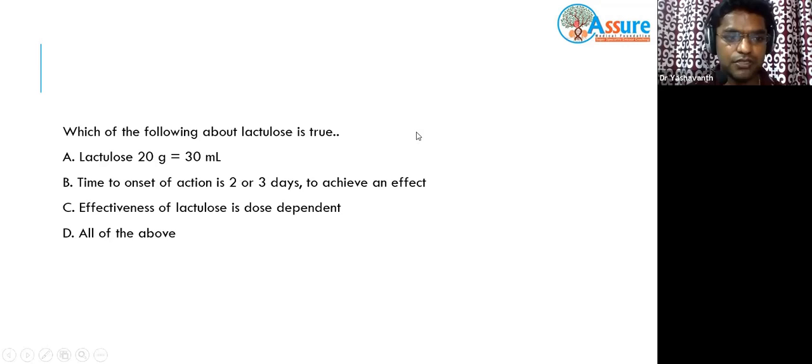So the next question is, which of the following about lactulose is true? Lactulose 20 gram is 30 ml. Time to onset of action is 2 to 3 days to achieve an effect. Effectiveness of lactulose is dose dependent. And all of the above.